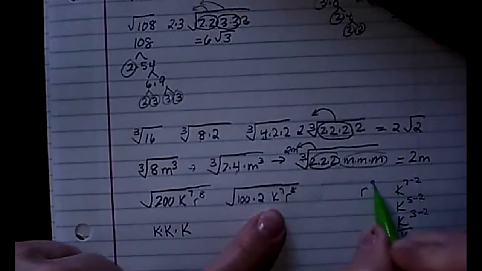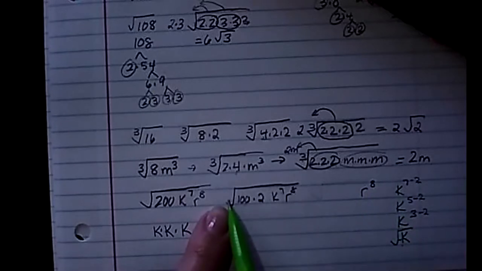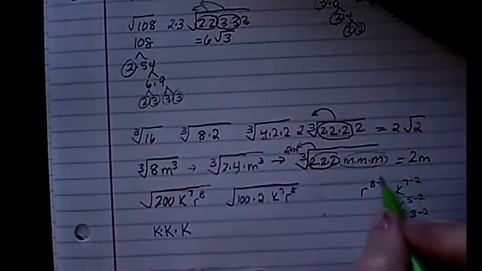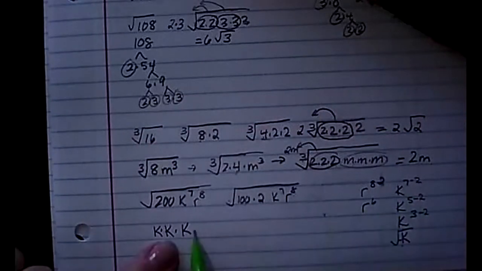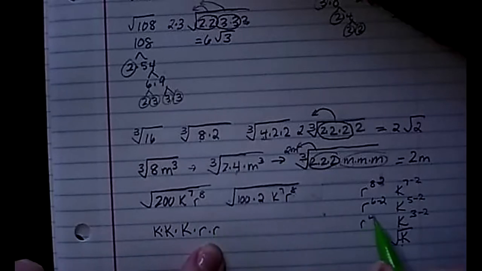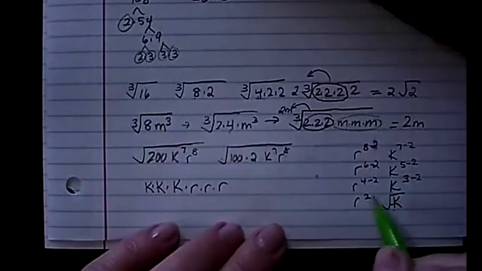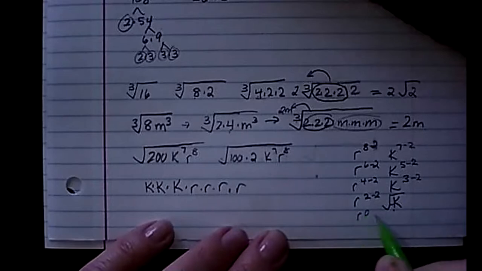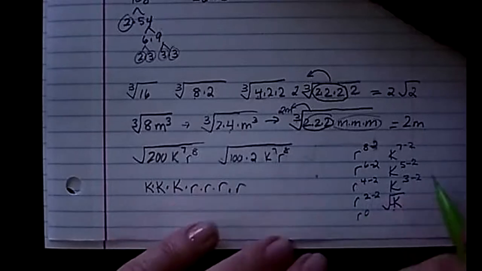So I have 8 r's. So again, I need square root. If it was a cube root, I'd take 3 out. It's a square root, so I take 2 out. So 8 minus 2, so that's r to the 6th. So I've taken out an r. All right, I can take out another 2, and that gives me another r that I can take out. So now I'm at r to the 4th. Well, I can take out another 2 r's. That gives me another r. I'm at r squared. Well, I can take out another 2. And then I don't have any r's left, right? So r to the 0, so they're gone.